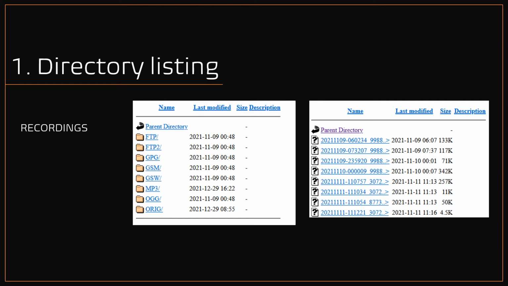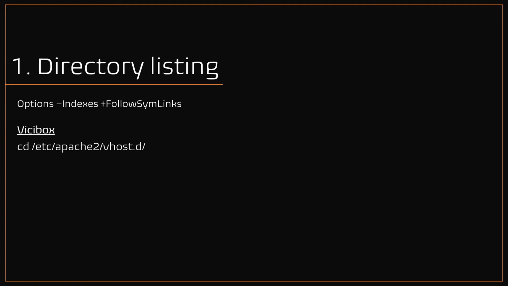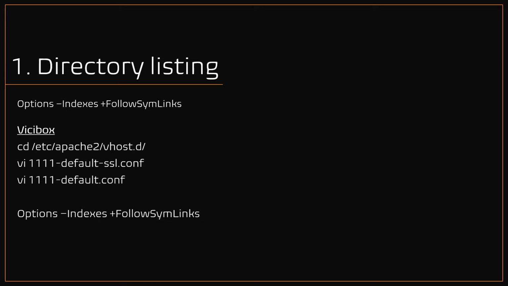We need to stop this directory listing, as well as stop the logging of vcauth entries in web folders. To disable the folder listing, you need to use the option -Indexes plus FollowSymLinks in the web server config file. If you are using vcbox, then you need to edit two files, 111-default-ssl.conf and 111-default.conf, and add or edit the line Options -Indexes +FollowSymLinks. Following that, restart the Apache service.